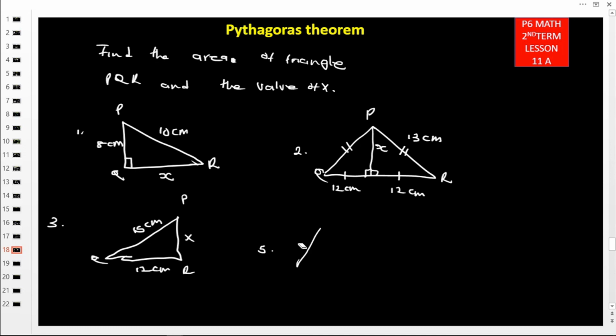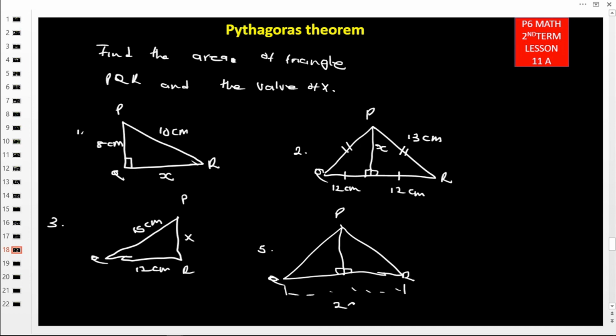Then number 5, we are having another triangle. Let me make it clearer here. But this work must be done in your math B, in that math A book. So we have another triangle like this. So it is P, Q and R. From here up to here, they are telling us it is 2x, meaning that this one is equal to that. So the height is 16 centimeters. It is an isosceles triangle. Here it is 20 centimeters. So you have to know how to get a square root, only that.